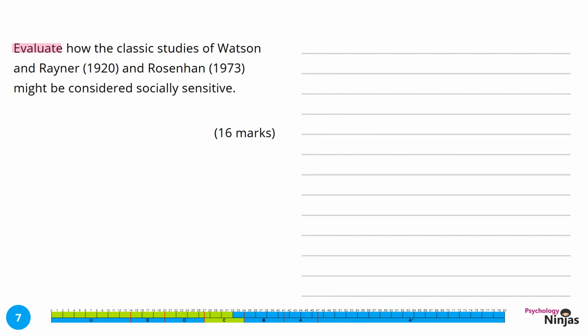Here we have the command word evaluate, which is sneaky in Edexcel psychology, because we need to do both skills, explanation and evaluation. We get AO1 marks for both explaining Watson and Rayner's study, or Rosenhan's study, or key terminology for socially sensitive research. There are 6 marks available for our AO1 and 10 marks for evaluating the extent to which both classic studies are socially sensitive or aren't socially sensitive. Let's have a look at a response.